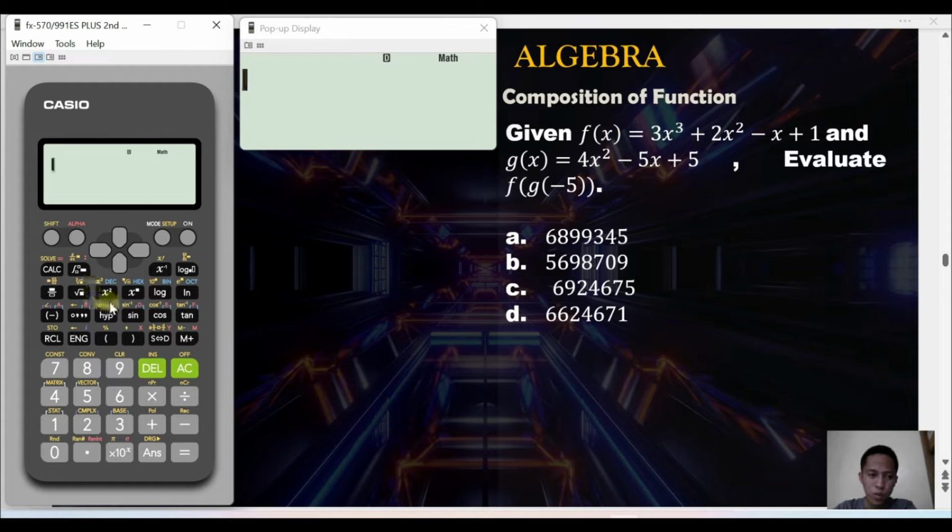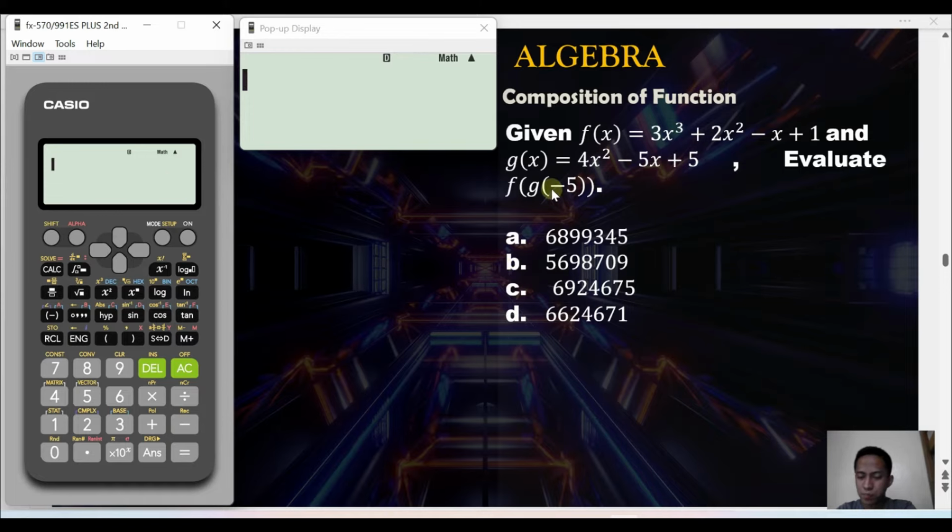Okay? So, input lang natin yung value ng g of x. That is 4x squared minus 5x plus 5. Okay, so CALC, substitute natin yung value ni negative 5. So, negative 5 equal. So, that is 130. Okay, 130 siya guys. So, etong value ng 130, pwede mo siyang i-store guys sa calculator natin. So, let's say, shift store. Okay, so A. So, basically, yung 130 natin, nakastore siya doon sa ating A. So, if you press AC and if you press alpha A, it will give you the value of your 130.